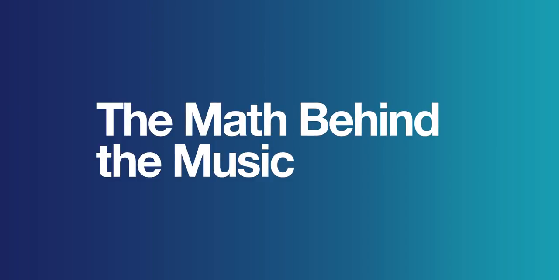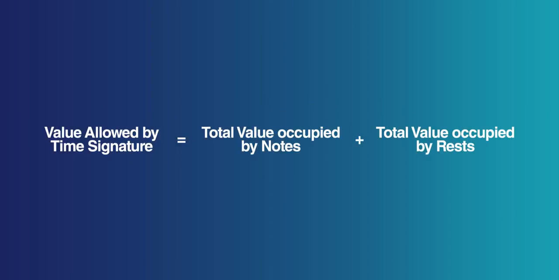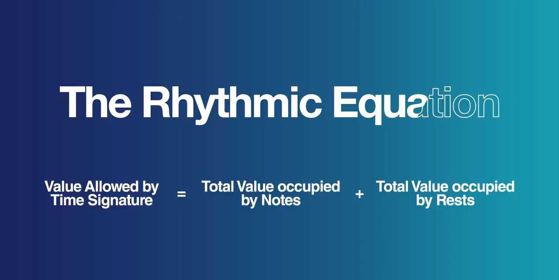Let's begin by talking about the math behind the music. I use this phrase to describe one of the most important attributes of reading and writing rhythms, and it refers to the fact that the total value held by the notes and rests within a measure must add up to the value the measure is allowed by its time signature. We'll refer to this relationship from here on out as a rhythmic equation.